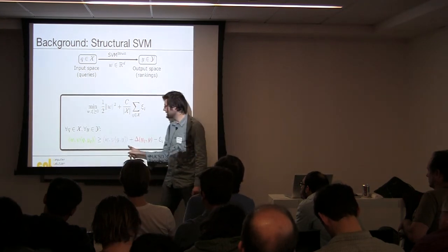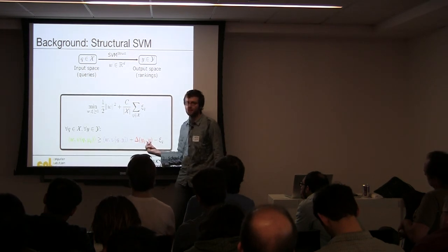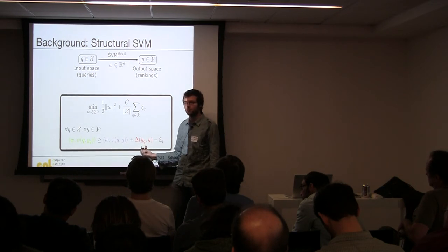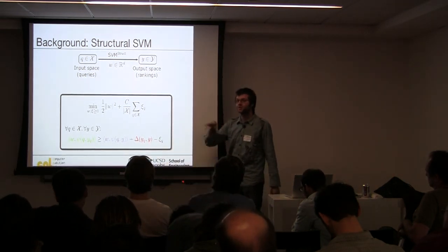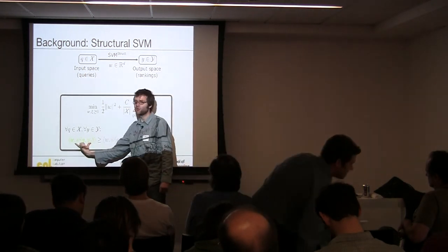And this should be bigger by some margin, where of course the margin depends on how bad Y really is. If this is a really bad prediction, then there should be a big margin. If not, then it could be a smaller margin. And then here is this error term. So that's basically how it generalizes. SVM generalizes to structural SVM by this. All the rest is the same thing.